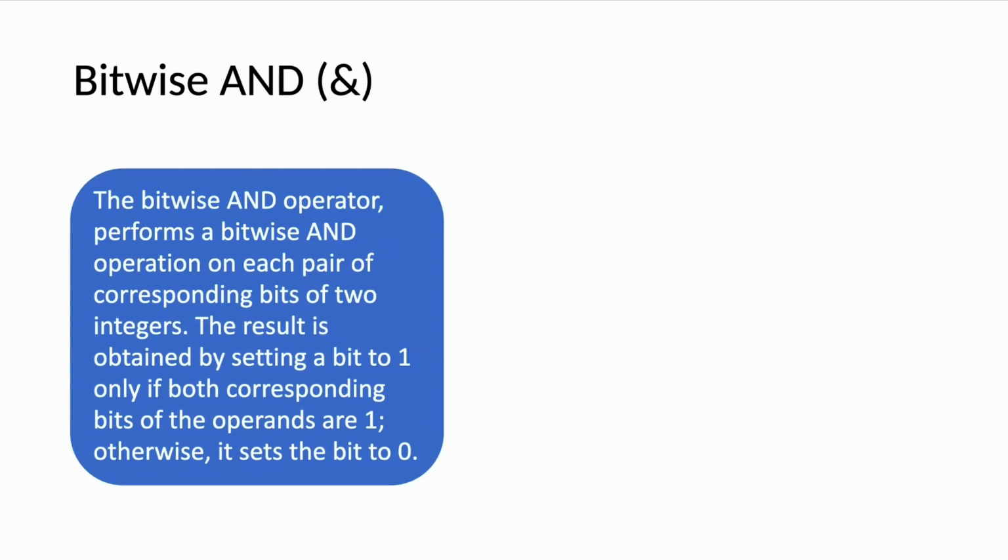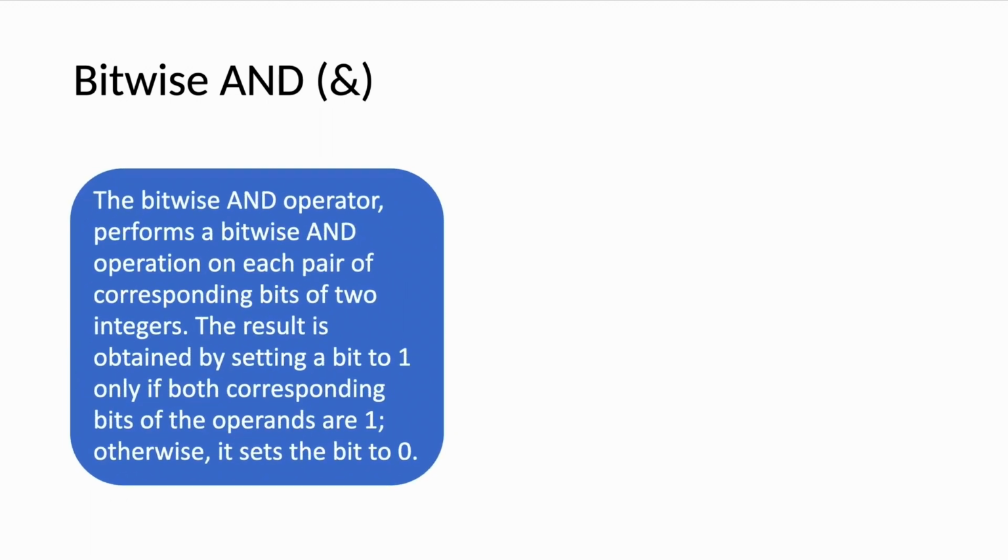Let us first see what a bitwise AND operator is and what we can do with it. The bitwise AND operator performs a bitwise AND operation on each pair of corresponding bits of two integers. So if you have two numbers, first you have to convert them into their binary representation, and then, one by one for each bit, perform the bitwise AND operation. The result is obtained by setting a bit to 1 only if both the corresponding bits of the operands are 1. Whenever you perform the bitwise AND operation between two binary digits, only if both bits are 1 will the result be 1. If either one of them is 0, then the result will be 0. This is the basic rule of bitwise AND operation.